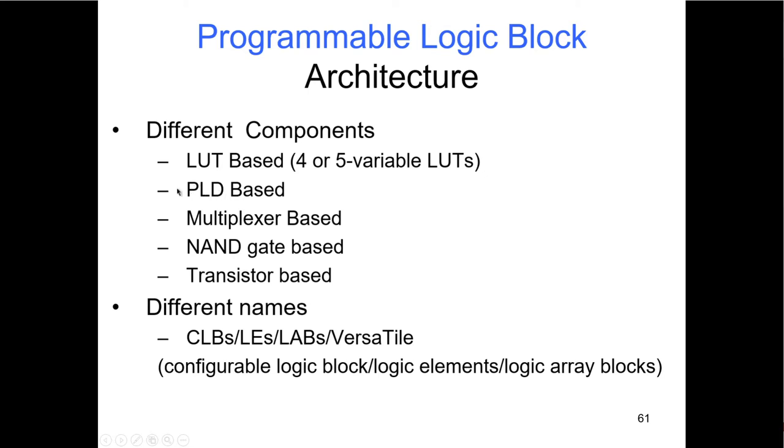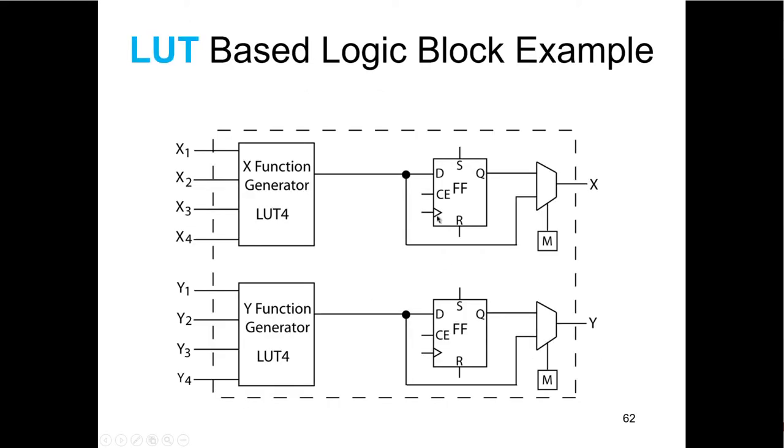Some are programmable logic type based, where you have a set of input AND gates and an output OR gate or whatever. Some of them have mostly multiplexers. Some of them have NAND orientation. Some of them are transistor logic. And there's a whole bunch of different names. Here is the LUT based logic block example. So this shows a LUT 4. Our chips are LUT 6s, and you can gang together to have a LUT 7.